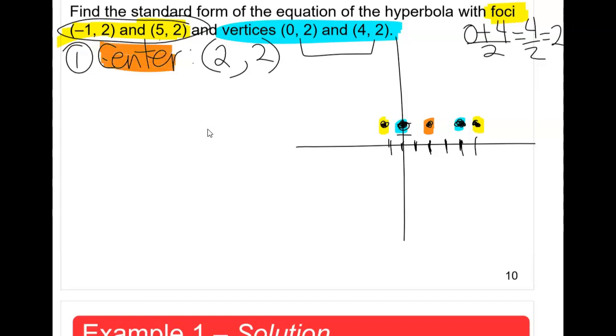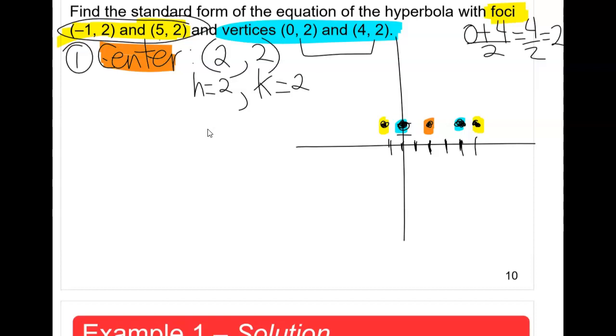Why do we need the center? Well, because here we're saying that h is 2. H is equal to 2 and k is also equal to 2. And as you know, with the standard form of the equation, we need to have those two. What else do we need?